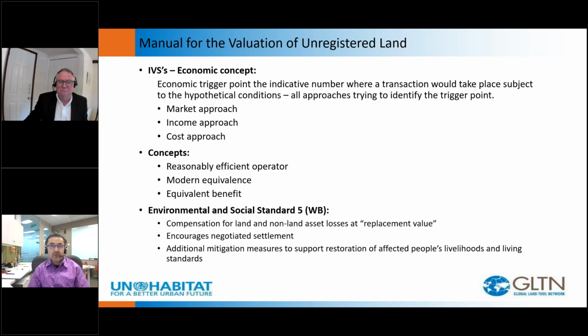And that often causes challenges for us because most of the governments we work with have valuation standards that say the compensation should be at the market value rather than replacement value. And the gap often creates some issues.